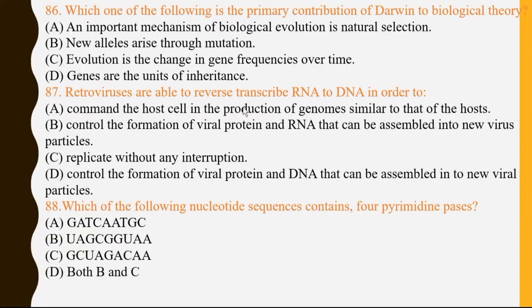Retroviruses are able to reverse transcribe RNA to DNA in order to: A. Command the host cell in the production of DNA similar to that of the host. B. Control the formation of viral protein and RNA that can be assembled into new virus particles. C. Replicate without any interruption. D. Control the formation of viral protein and DNA that can be assembled into new viral particles.